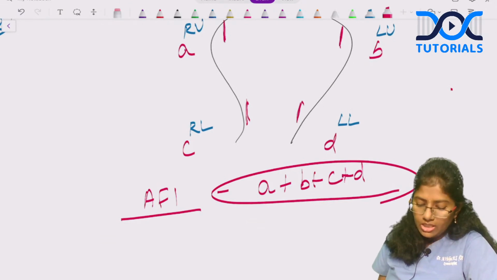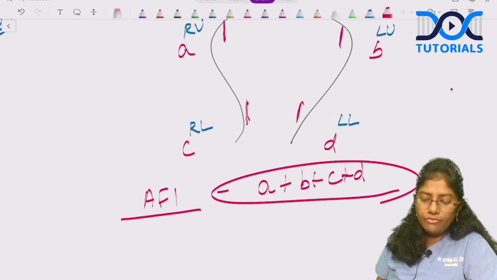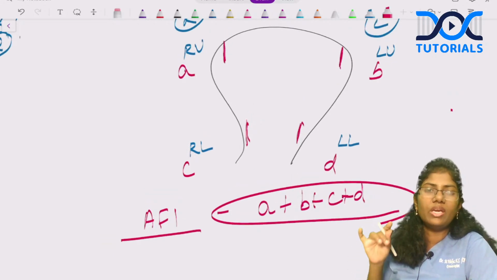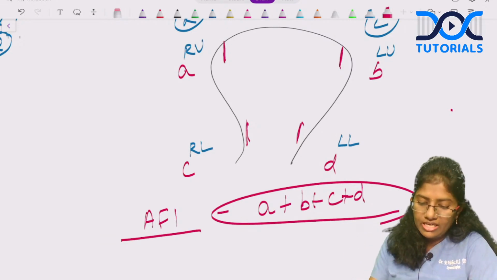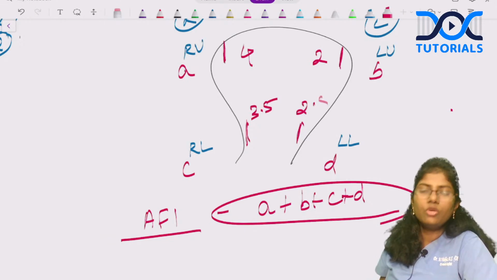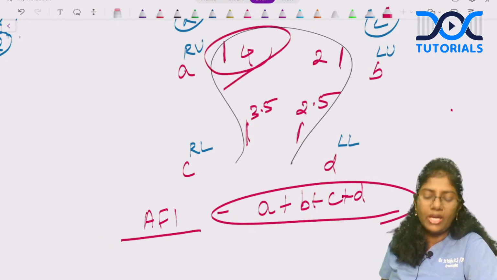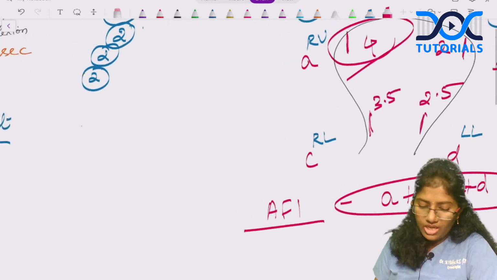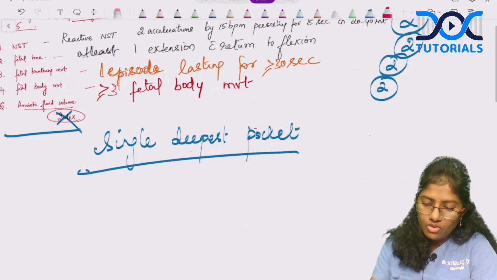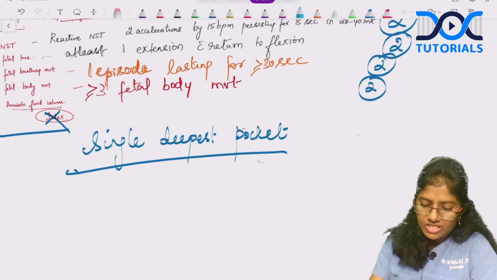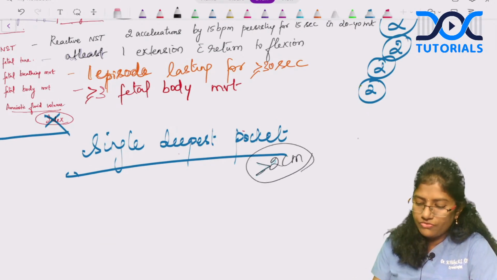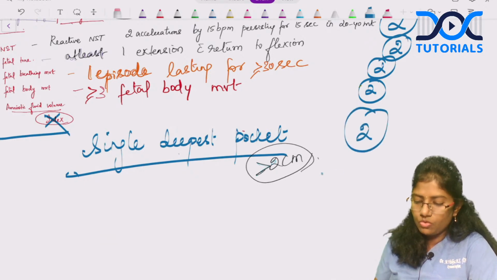Now, instead of summing up all the 4, if you measure all the 4 and pick only the one which measures the largest, that is the single deepest pocket. Like say if this is 4 centimeter, this is 2, this is 3.5 and this is 2.5, you will measure all the 4 and consider only this one. So we use single deepest pocket here, and if the single deepest pocket is more than 2 centimeter, again she gets a score of 2. The total score will be 10.